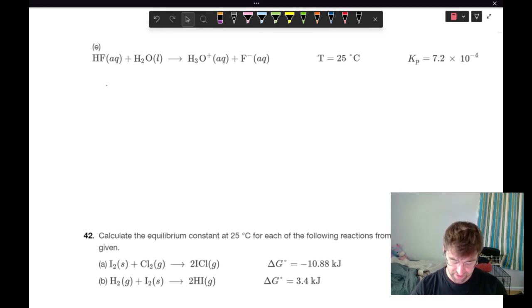All right. Hydrogen fluoride, aqueous, with liquid water to aqueous hydronium and fluoride ions. We're at standard temp, so that's nice, and we have our equilibrium constant. All right, so same deal.